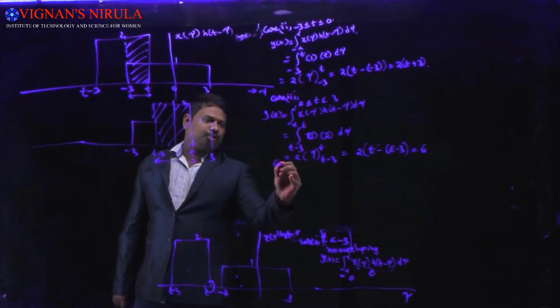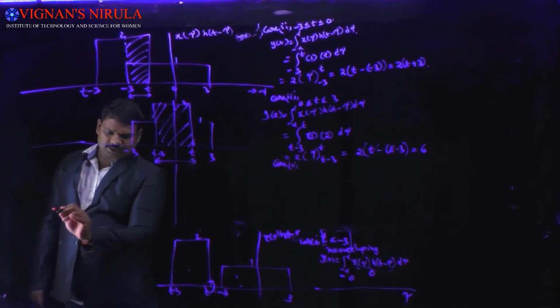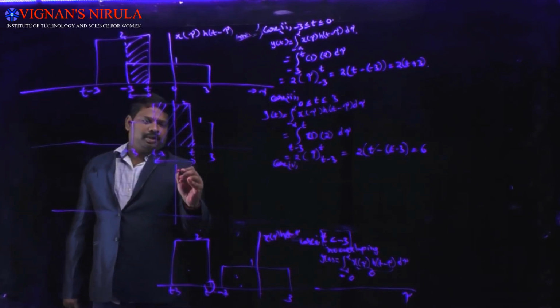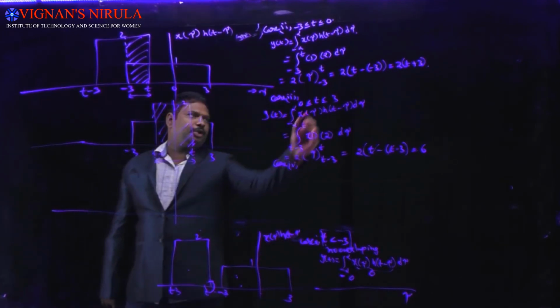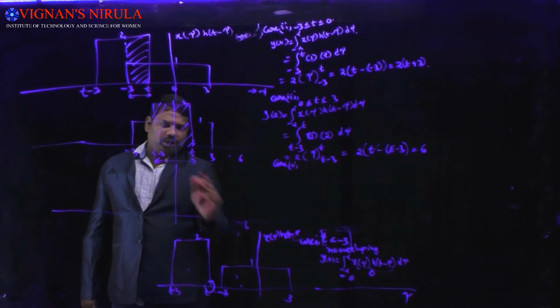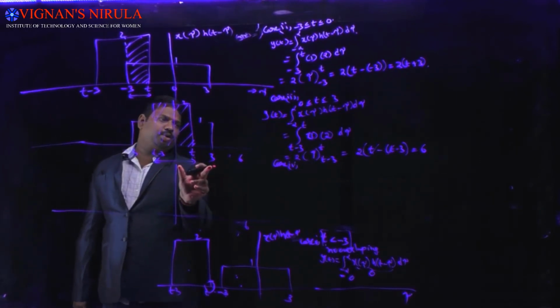In case 4, let t be shifted to the next position, that is greater than 3, but it must be less than 6 to maintain this t minus 3 in this particular interval from 0 to 3.